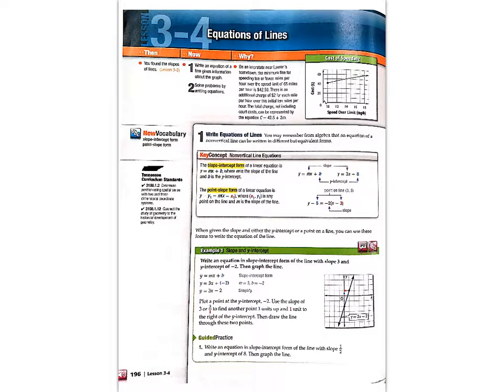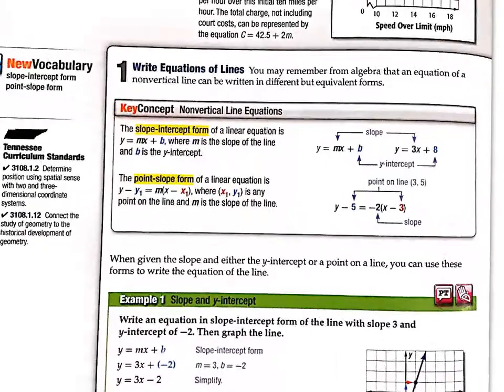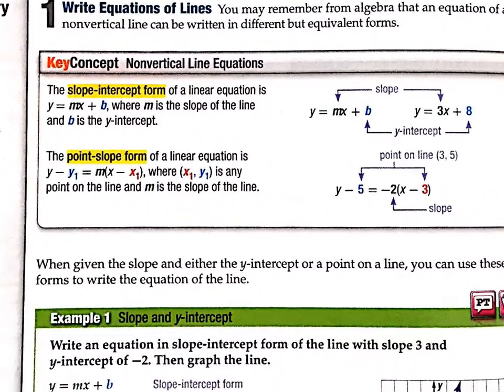All right, lesson 3.4, equations of lines. To be very honest, when I do this, I almost always use slope-intercept form in any problem. However, on the state test, I don't know what form they may ask, so you do need to know both forms. So we know point-slope and slope-intercept.